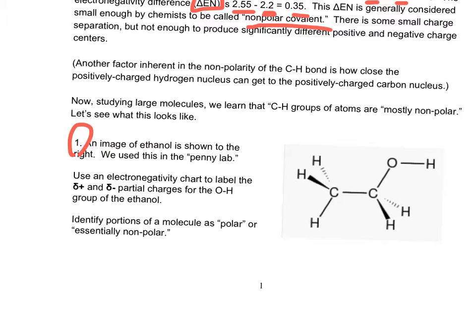It looks like it's asking for 2 parts here. Use an electronegativity chart to label the delta plus and delta minus, I'm just reading this right here, for the OH group. Okay, so the CH part of the molecule will be its own thing, and then the OH will fit into what we've been practicing, where we look for the O and we look for the H in the electronegativity chart. And when we analyze the OH part, we see that oxygen has a higher electronegativity value in the electronegativity chart. And therefore, the oxygen gets a delta minus and the hydrogen gets a delta plus.